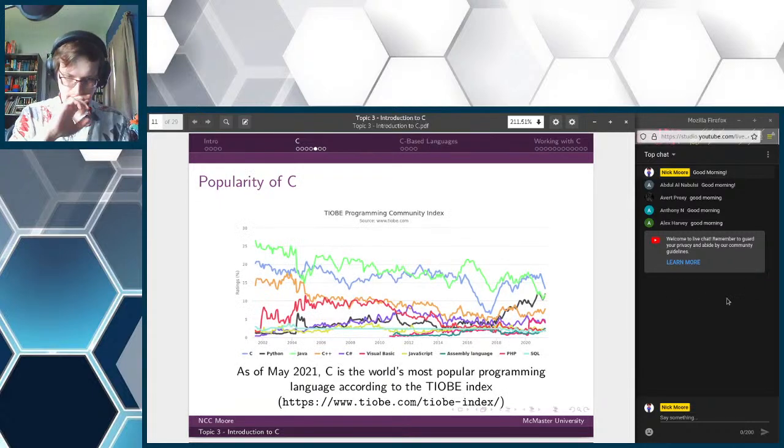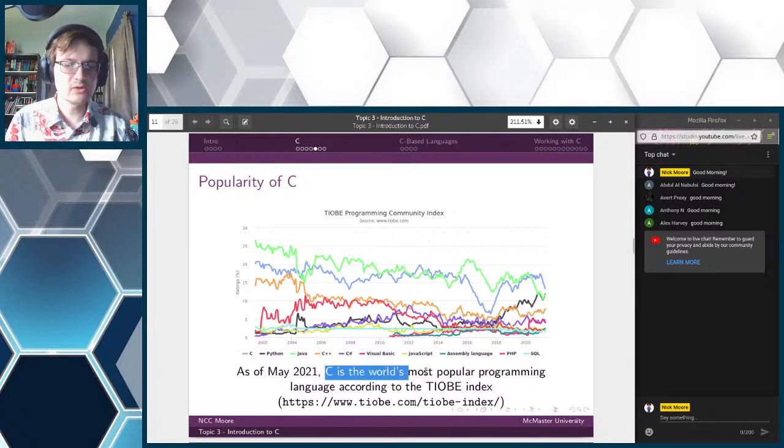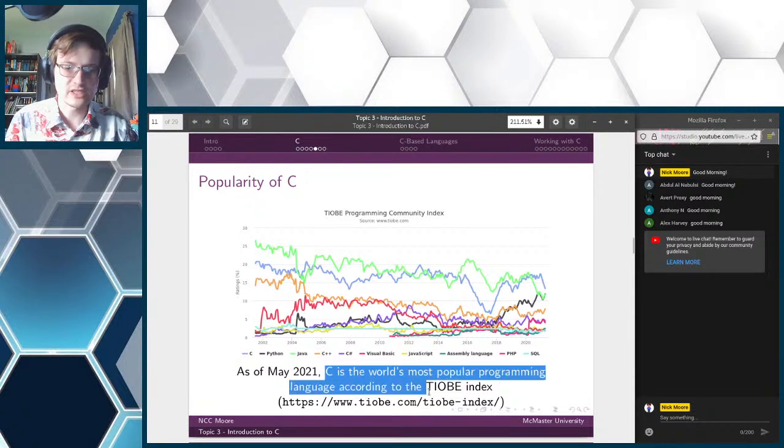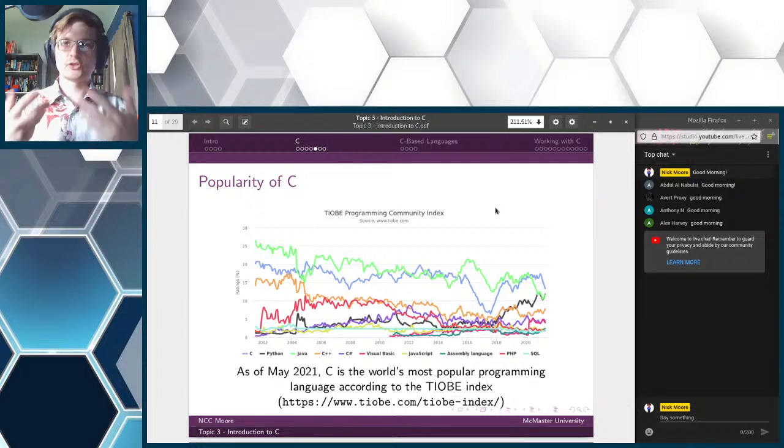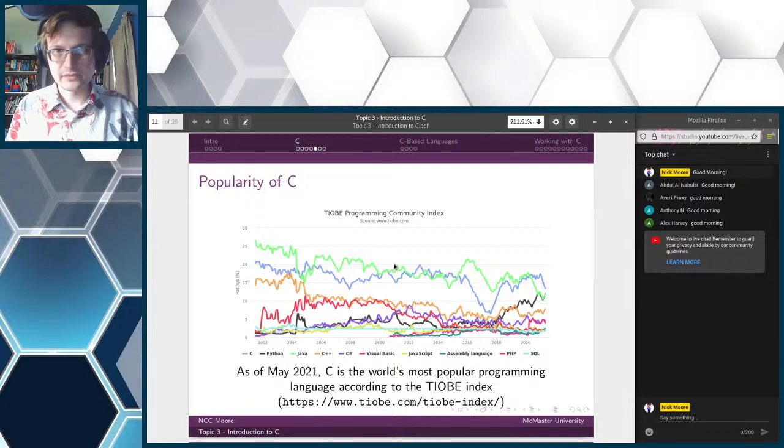So, this is as of May 2021. C is the most popular programming language, according to the Tiobe Index. Now, what the Tiobe Index actually measures is Google searches for how to do stuff in various languages. So it is not necessarily a measurement of how popular a language is in terms of actual use in industry, shall we say, but how much people are learning it, right?